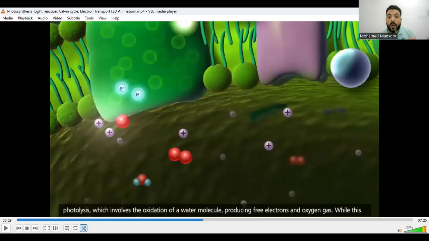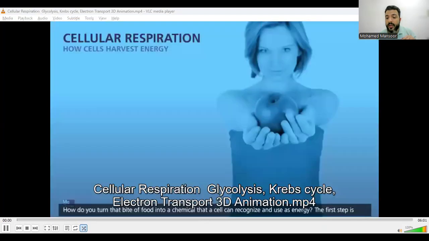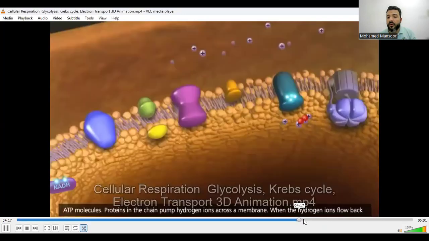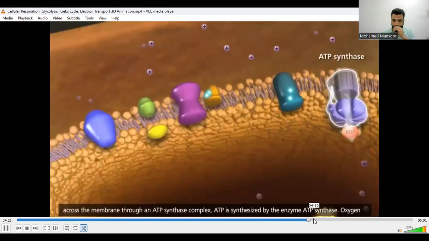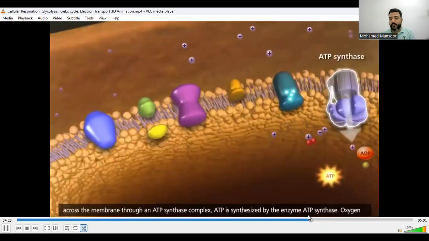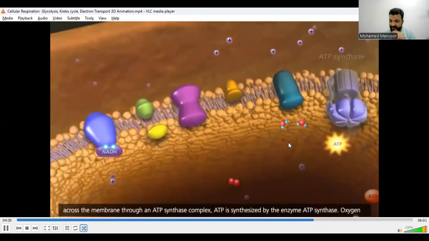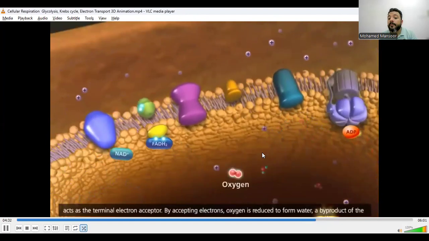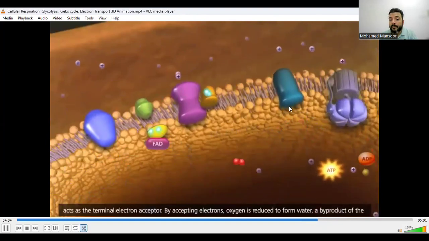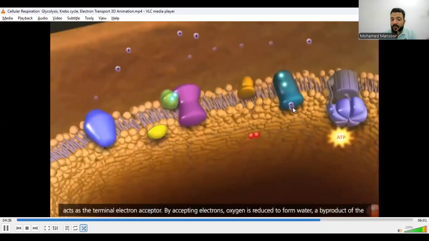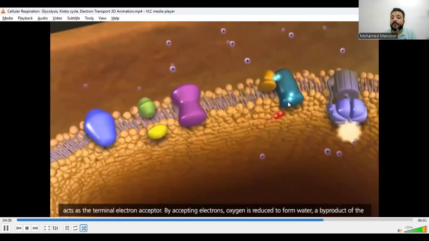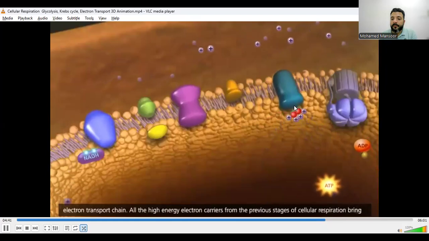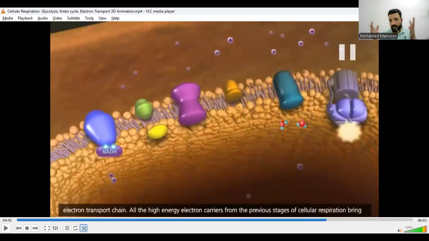And now we are using them. The cell uses this energy to pump hydrogen ions across a membrane through an ATP synthase complex. ATP is synthesized by the enzyme ATP synthase. Oxygen acts as the terminal electron acceptor. By accepting electrons, oxygen is reduced to form water, a byproduct of the electron transport chain. So we are reforming the water. You get it?